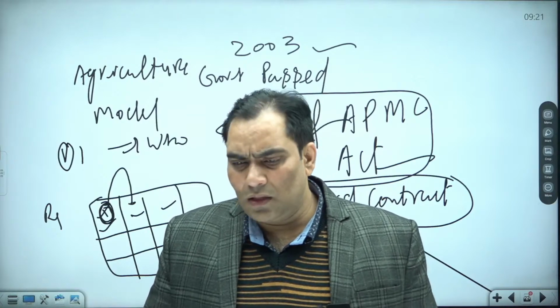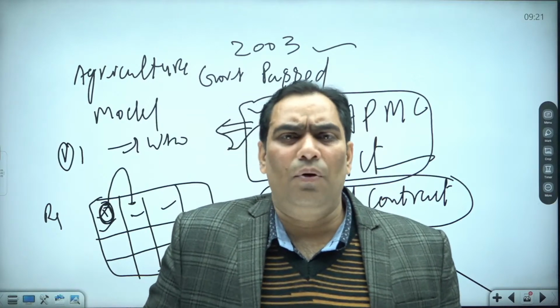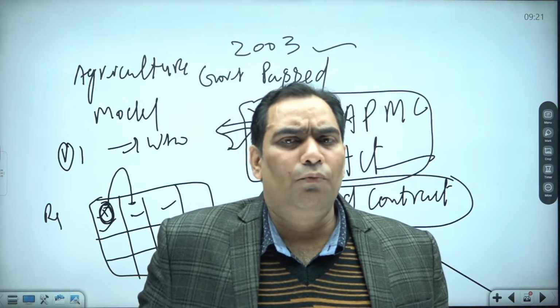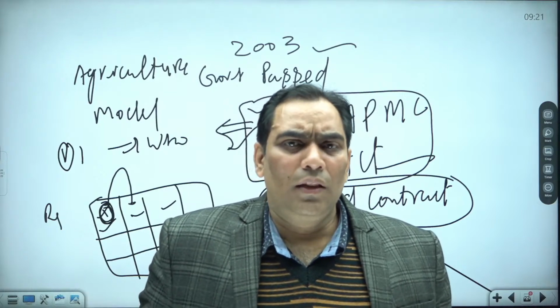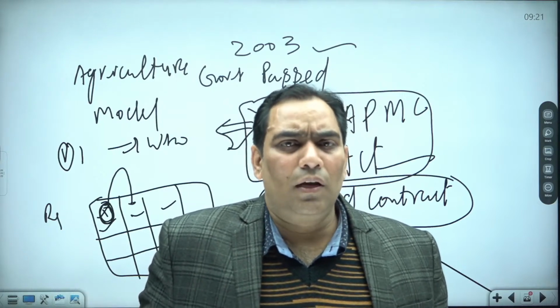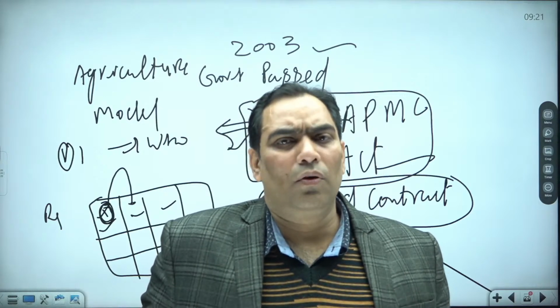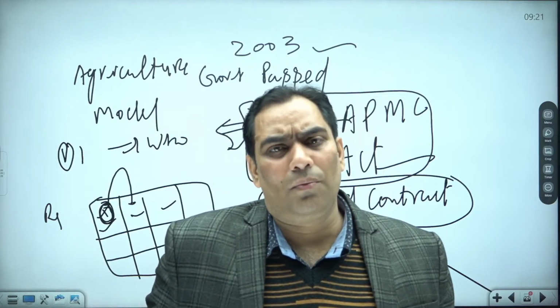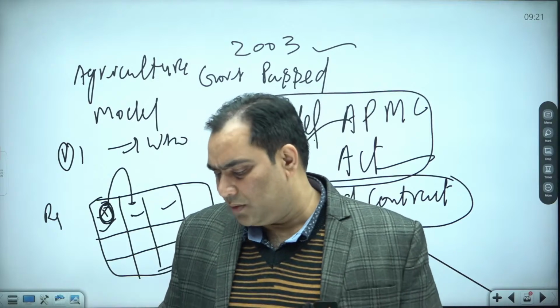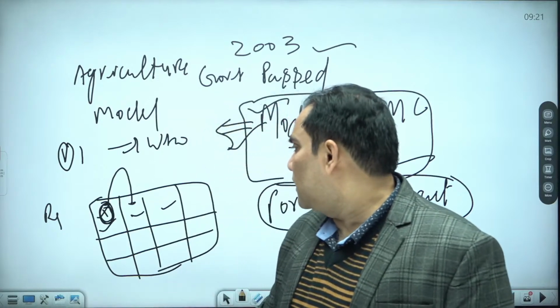Okay, and the second major reform was in the form of forward contract. That means the government also allowed that farmers can go for the contract, a forward contract with the units. So this was the major reform.